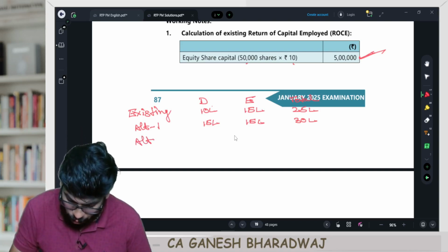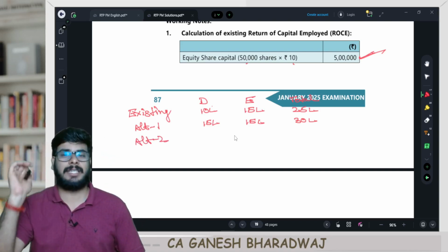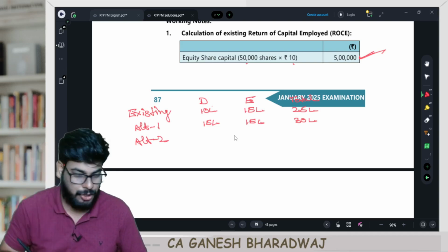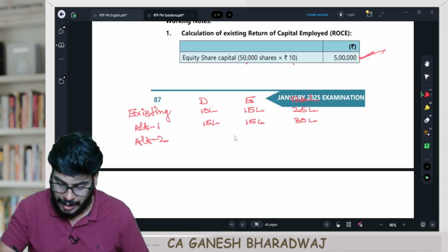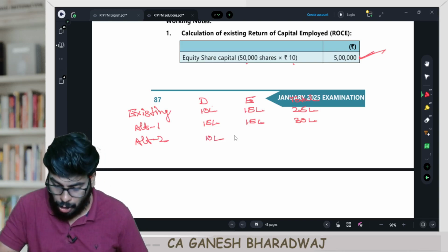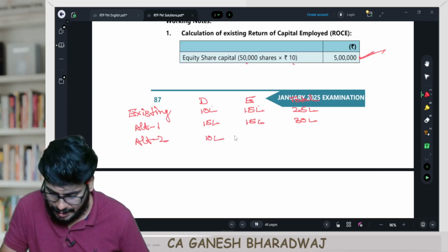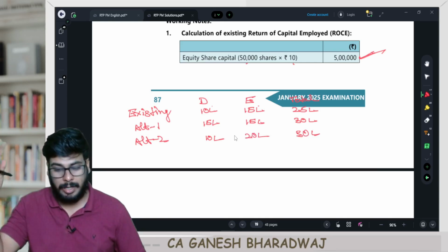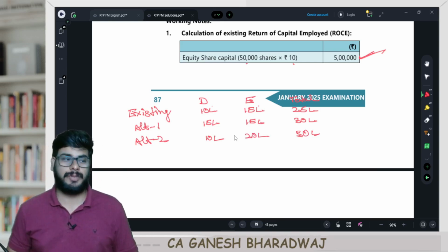Or if you're going for alternative 2, what they are saying is, for the extra 5 lakh, I will not disturb my debt, and will raise it fully by issuing new equity shares. So what happens here? In the new case, debt continues to be 10 lakhs, but the equity component will become 15 plus 5 lakhs. It will become how much? 20 lakh rupees. The total capital employed is going to be 30 lakhs. Are you clear with this?